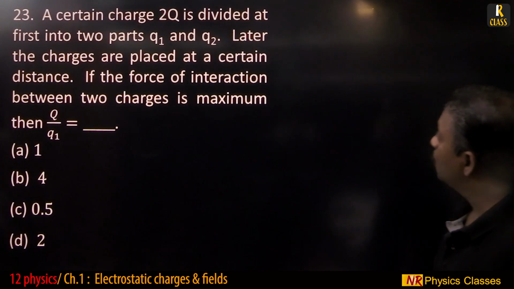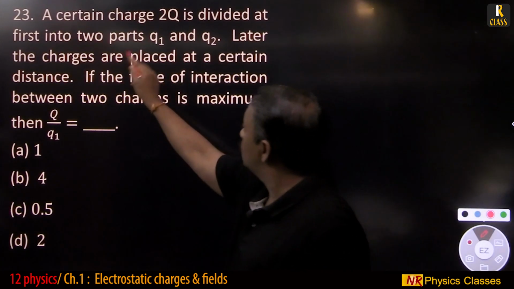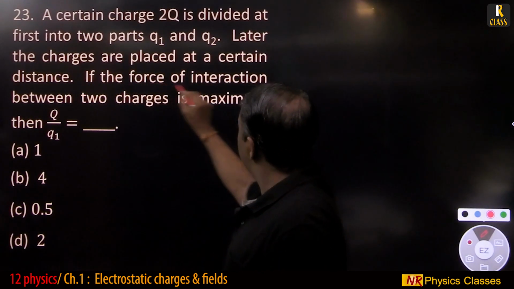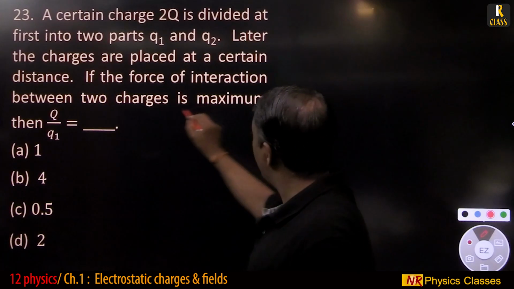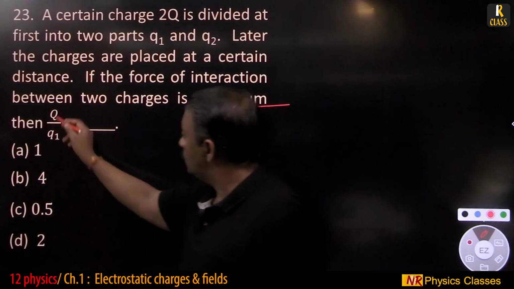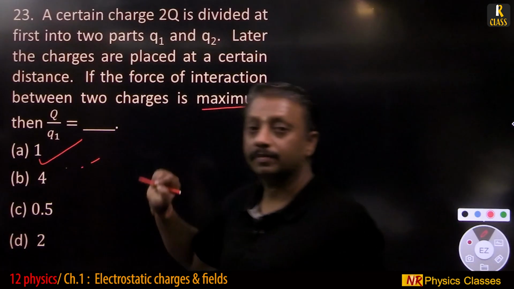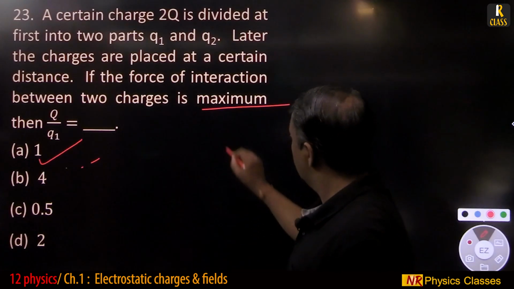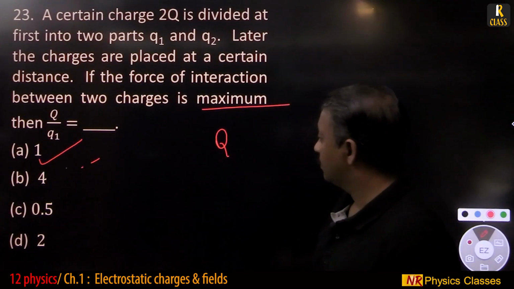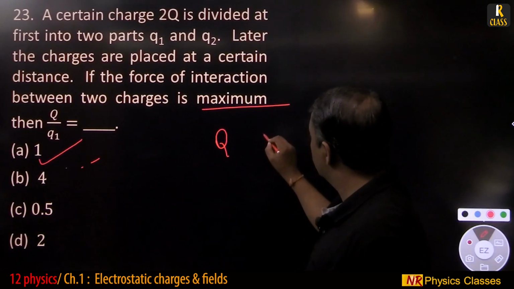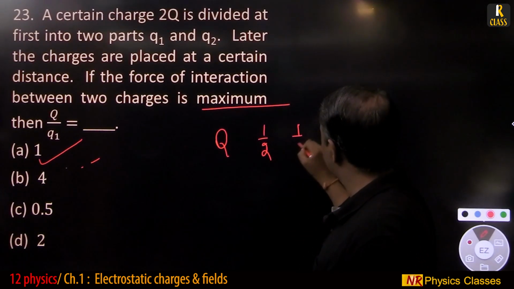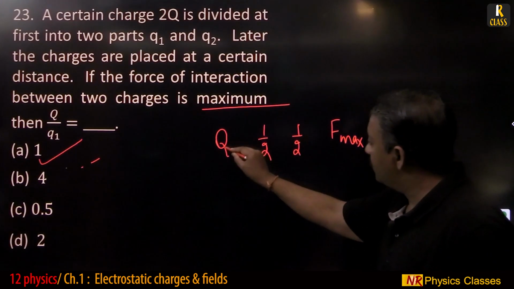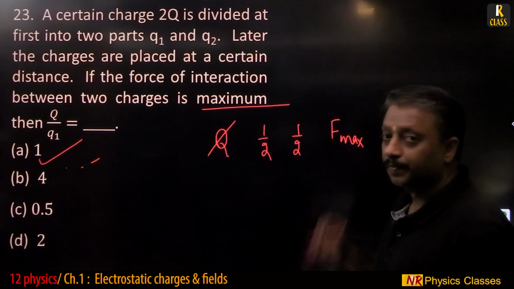A certain charge 2Q is divided at first into two parts, Q1 and Q2. Later, the charges are placed at a certain distance. If the force of interaction between the two charges is maximum, then Q by Q1 is 1. Why is it 1? Forget 2Q, okay? If there is a charge Q, and if this is split into half and half, then force is maximum. Force is maximum if this charge is equally divided into 2.